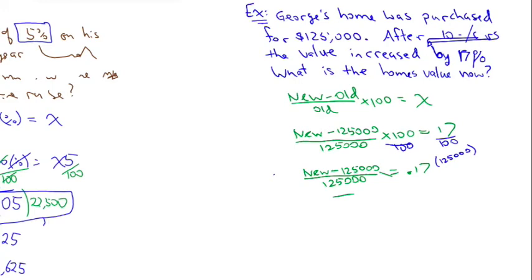You say you multiply that or divide? Multiply. Because if you multiply both sides by the 125,000, they're going to cancel on this side, and then it gets introduced on the right-hand side. Always multiply because it's in the bottom. So this gives you new minus 125,000 is equal to how much?